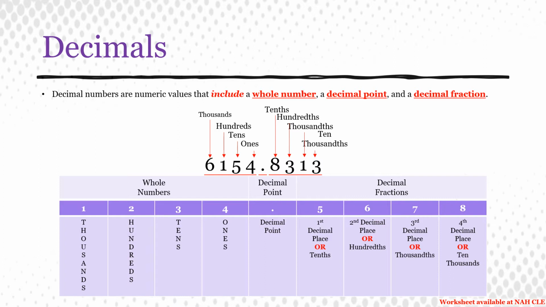In this table, we can see that the decimal fractions can be referred to by two different names. The 5 is in the first decimal place or the tens place, the 6 is in the second decimal place or the hundreds place, the 7 is in the third decimal place or the thousands place, and the 8 is in the fourth decimal place or the 10,000s place. We can use both ways to identify which place we'll be using to round.